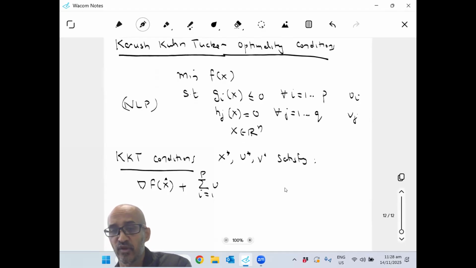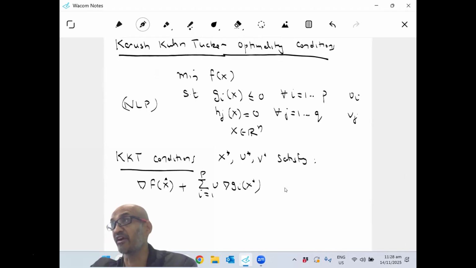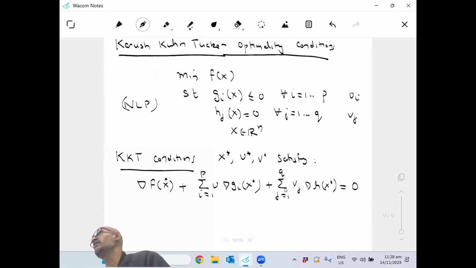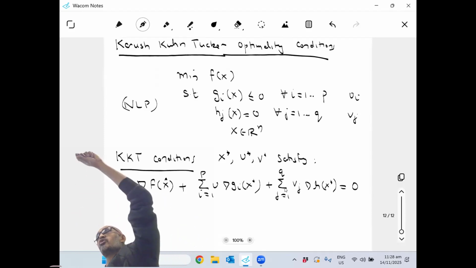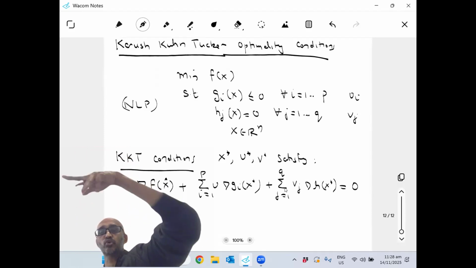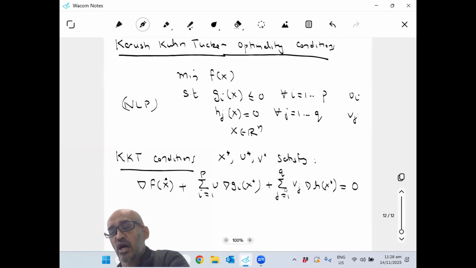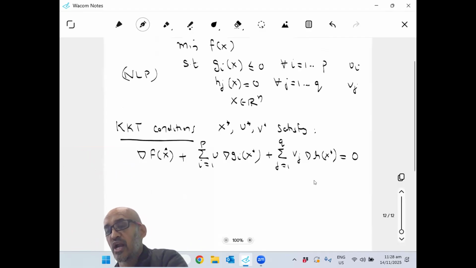The gradient of f plus u_i times the gradient of g. So this is a derivative, basically. It's a column vector. Plus v_j times the gradient of h. These gradients have to line up. They have to give me a value of 0. If I take the derivative of the function f with respect to each variable x1 up to xn, likewise for g and likewise for h, and I take a multiple of those gradients, they have to line up. So this is gradients lining up.